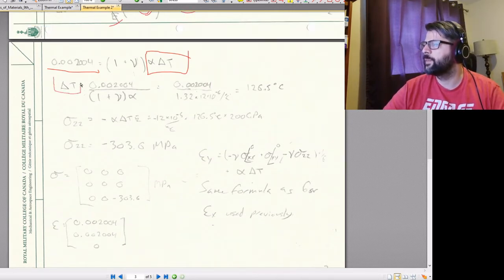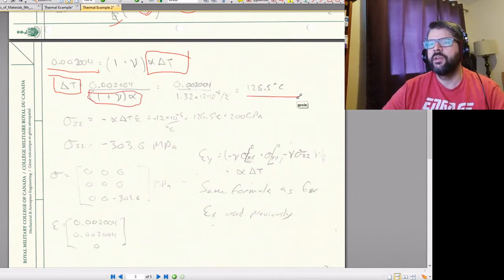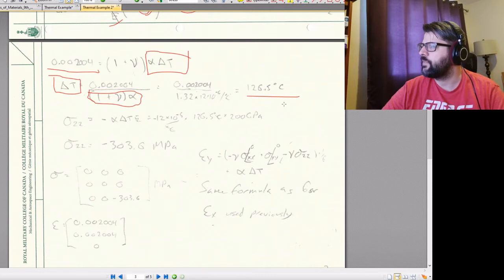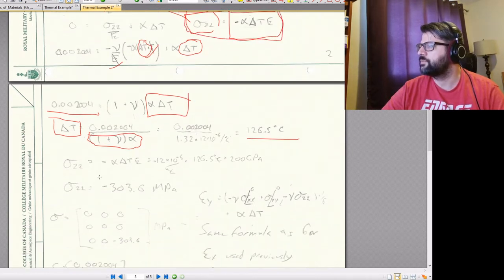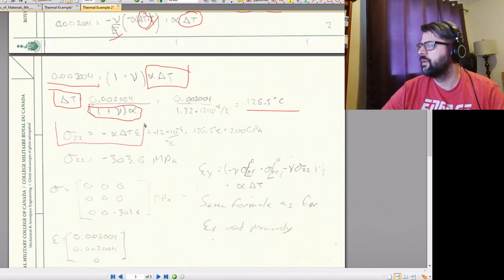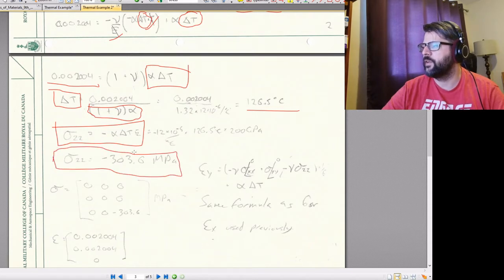So based upon that, we can solve for delta T just by dividing by these, and once we plug the numbers in, it gives us a delta T of 126.5 degrees Celsius. Then once we got that, we can go back to this equation here, and plug in our numbers and then solve for what our stress state is at that point in the z direction.